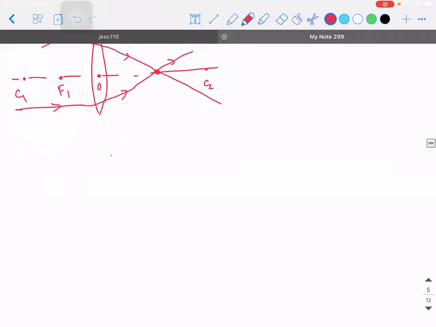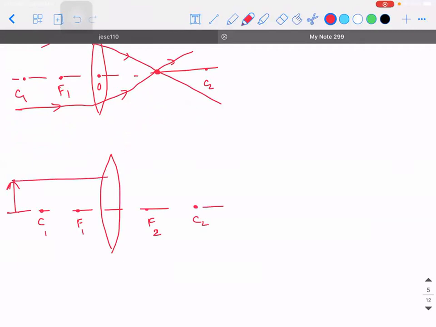Next, if I take the object beyond C, where will the image be formed? Tell me how to complete the ray diagram. So it will be formed between F2 and 2F2. Okay, so how to complete the ray diagram? If you take a ray parallel to the principal axis after refraction, it will pass through the focus.